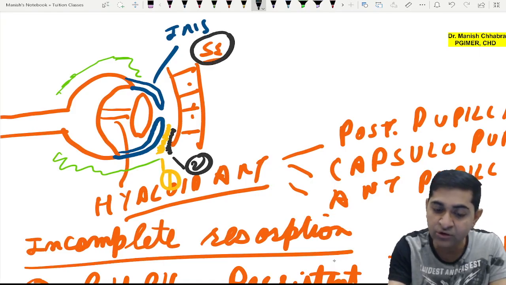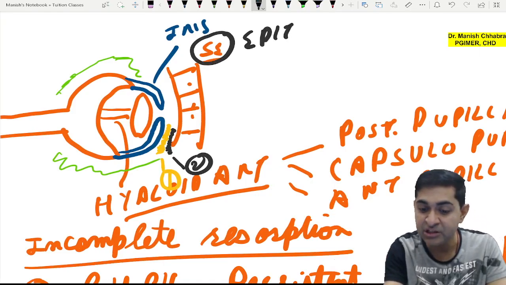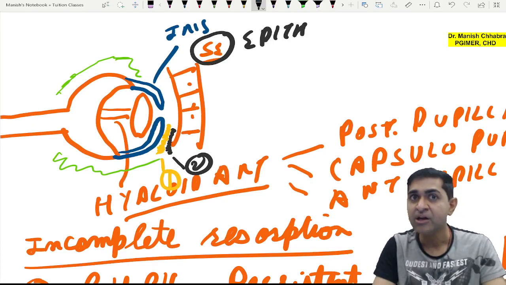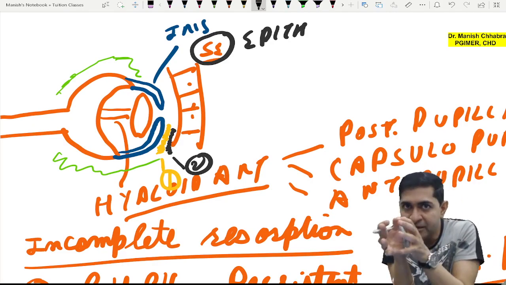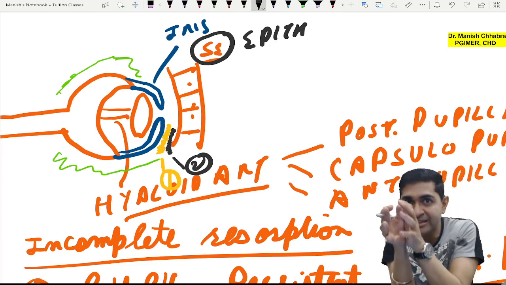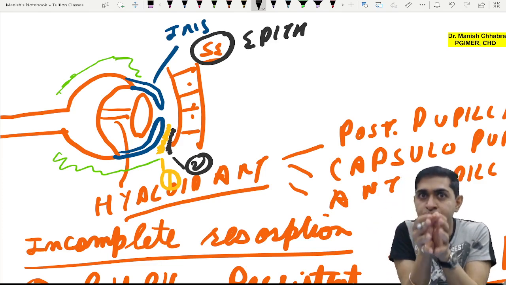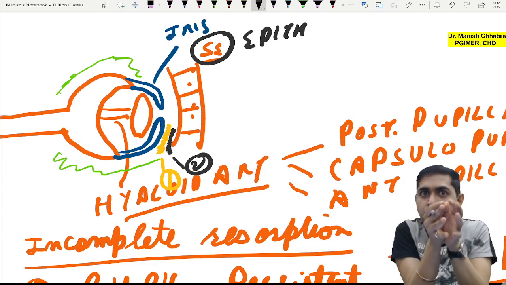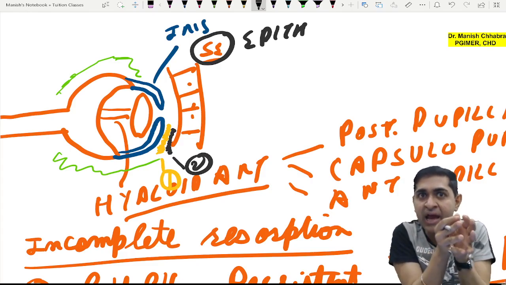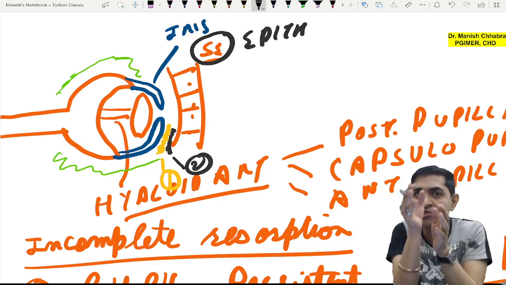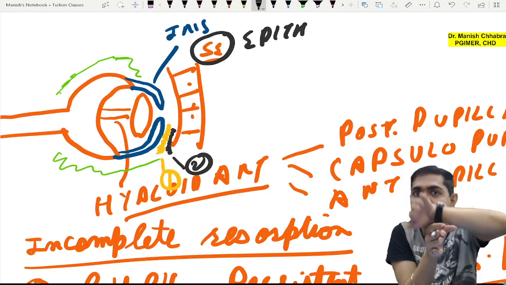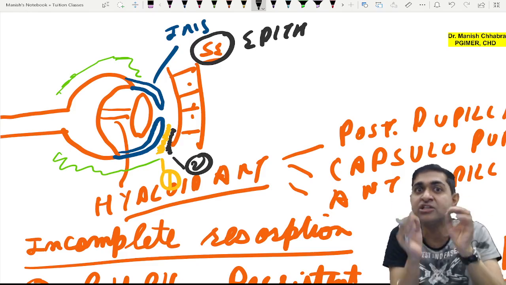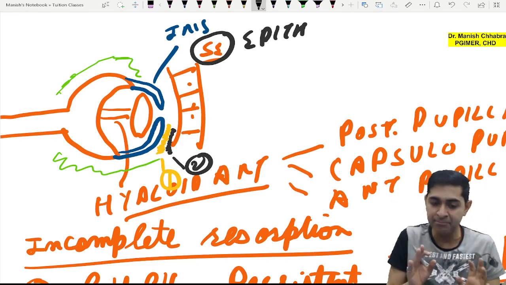So surface ectoderm forms the epithelium of the cornea. What are the other layers from anterior to posterior? From anterior to posterior we have anterior epithelium, then Bowman's layer, then corneal stroma, Descemet's layer, and endothelium. There is also a newly discovered layer which lies anterior to Descemet's layer, that is Dua's layer, the pre-Descemet membrane.